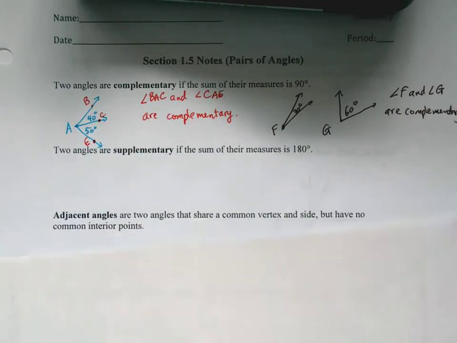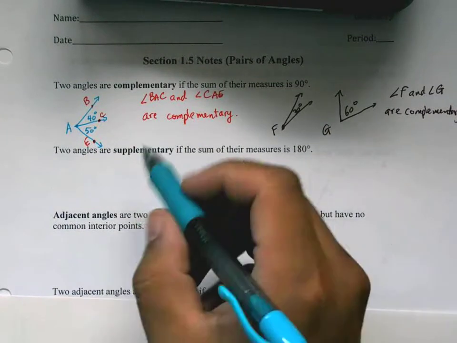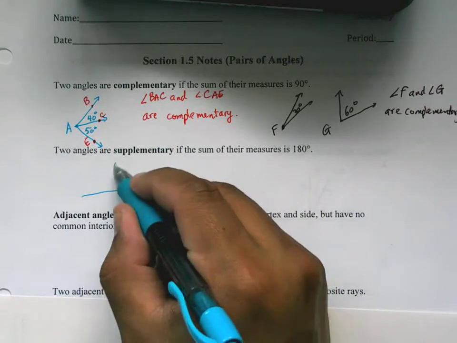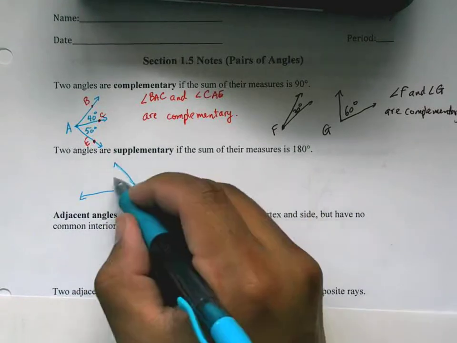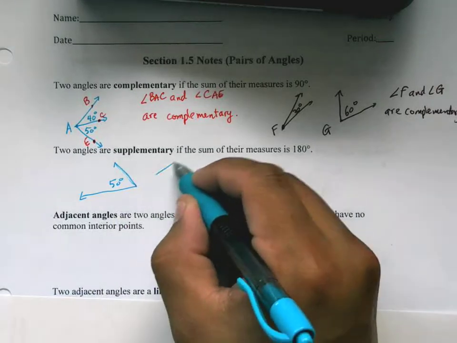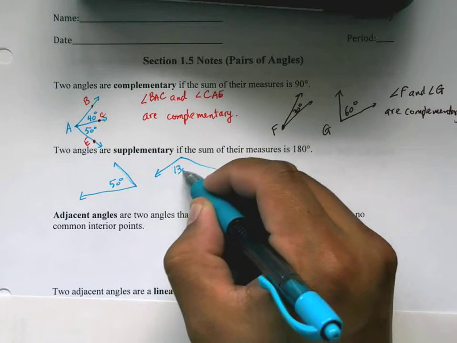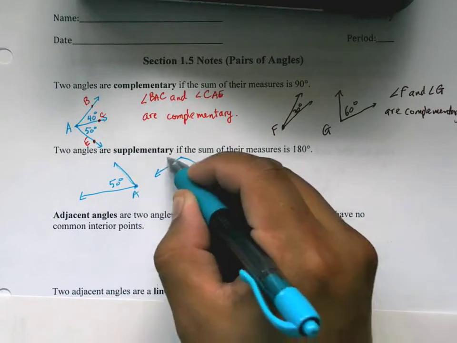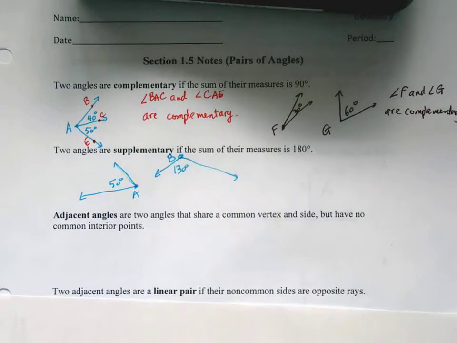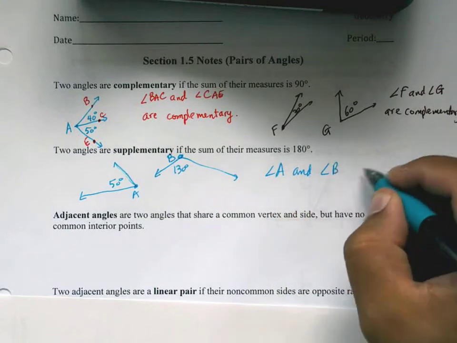We'll keep going. So our next vocab word: two angles are supplementary if their measures add up to 180 degrees. So let's say I had this angle here, and let's say this is 50 degrees, and then I had another similar angle, maybe something like this. That's 130 degrees, so this is angle A, this is angle B.